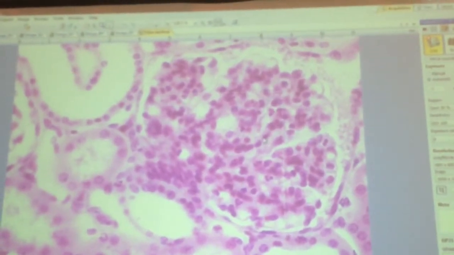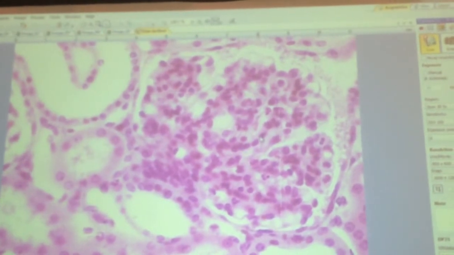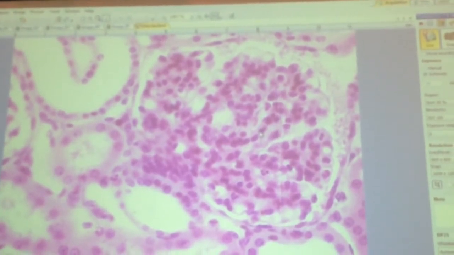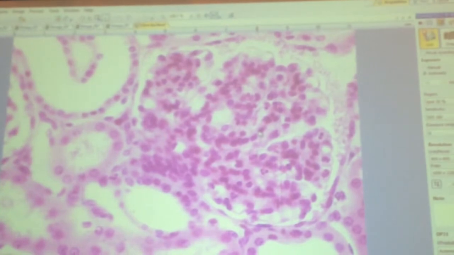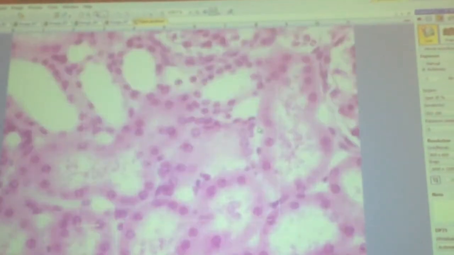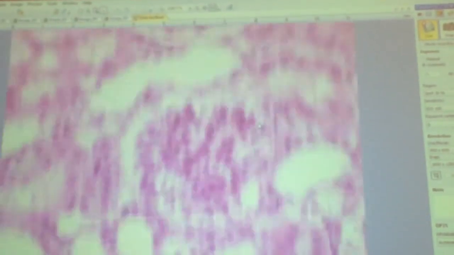What is the glomerulus made of? Capillary. Capillary beds, glomerular capillaries. So what would you find inside? Blood. Blood. Okay, that's pretty straightforward, right? Okay, bear with me for a moment.